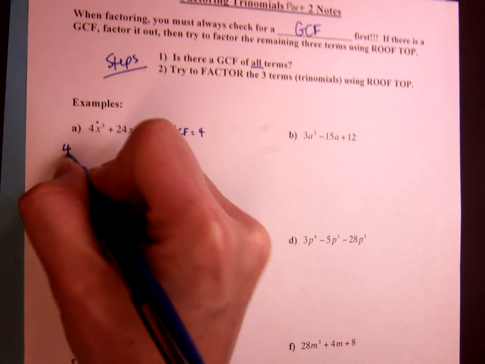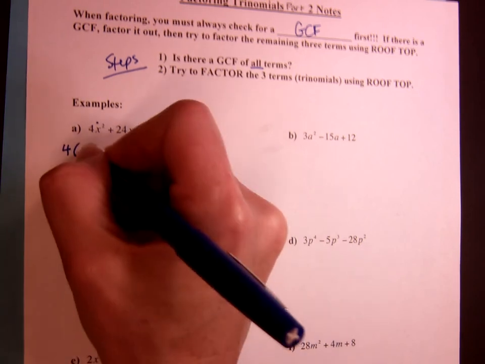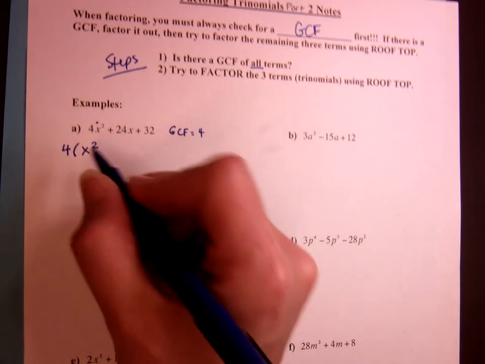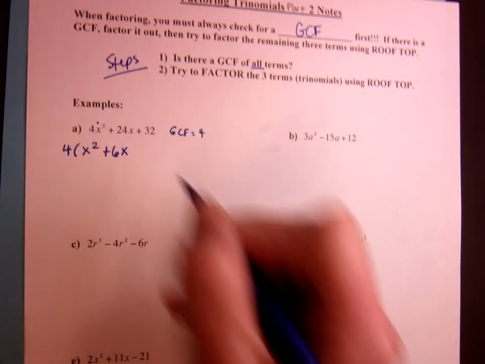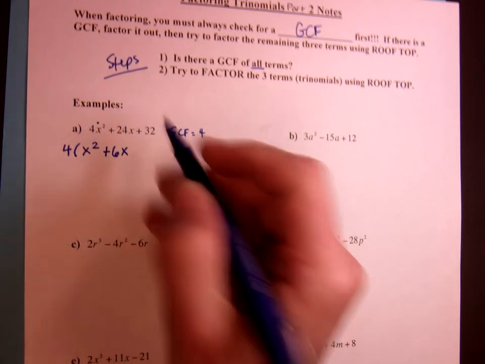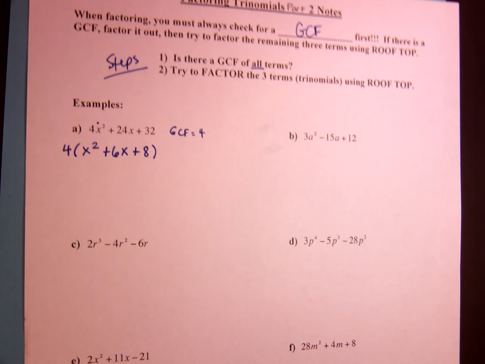So we're going to go ahead and say 4 times what will give us 4x squared? Well, that will be x squared. 4 times what will give us 24x? That would be positive 6x. 4 times what will give us 32? And that will be 8. So now we've gotten our greatest common factor out of there.